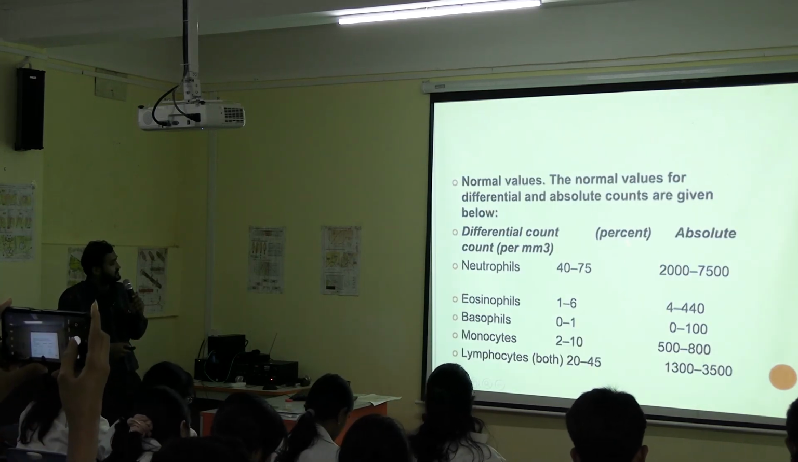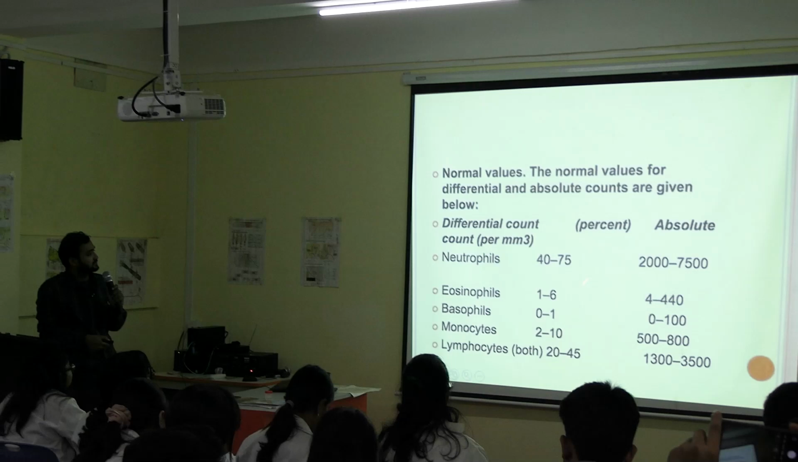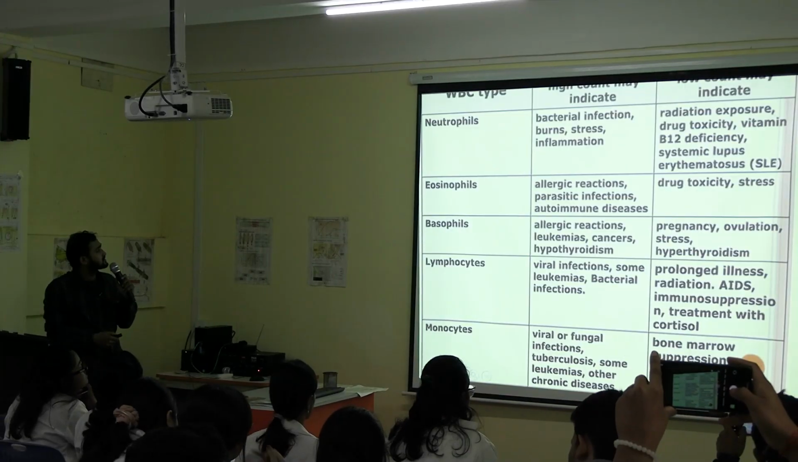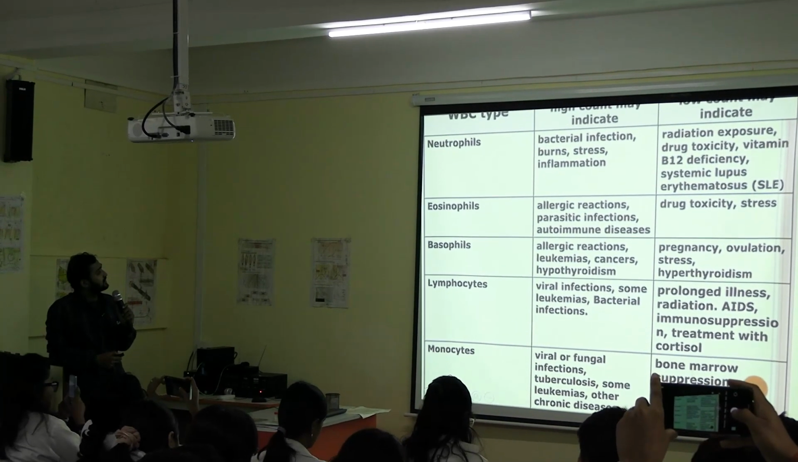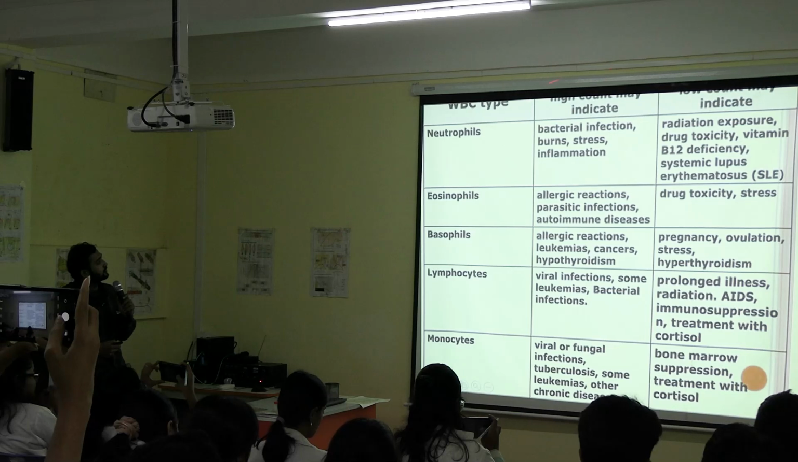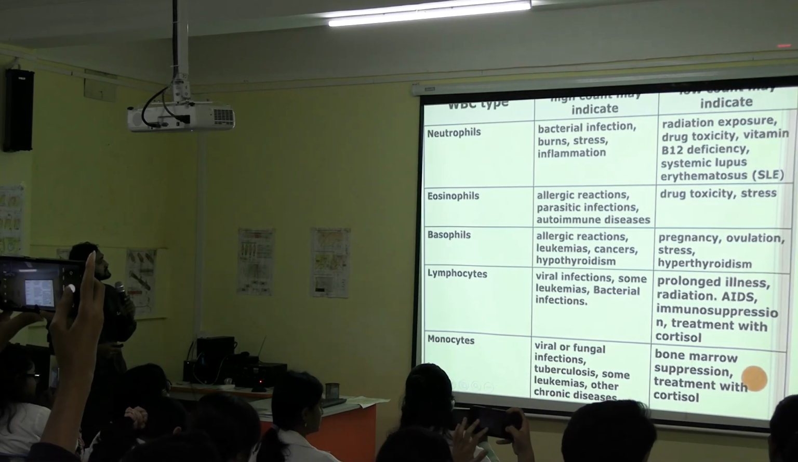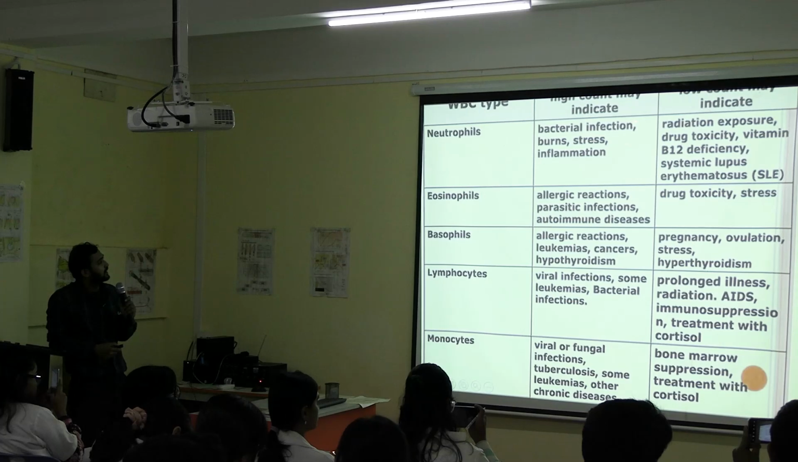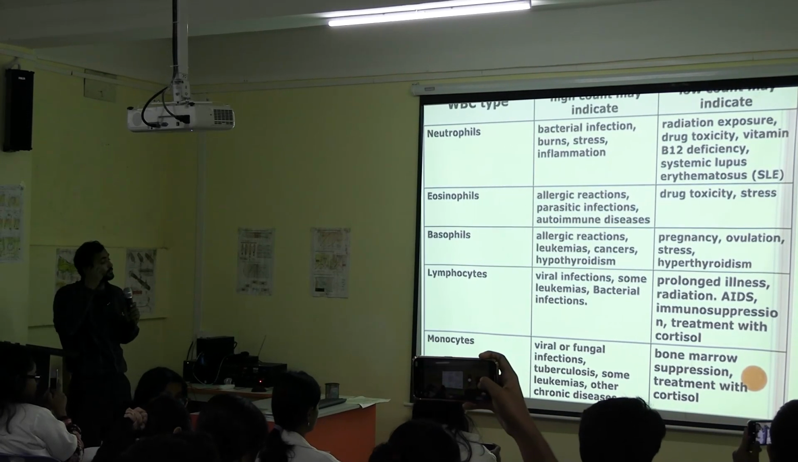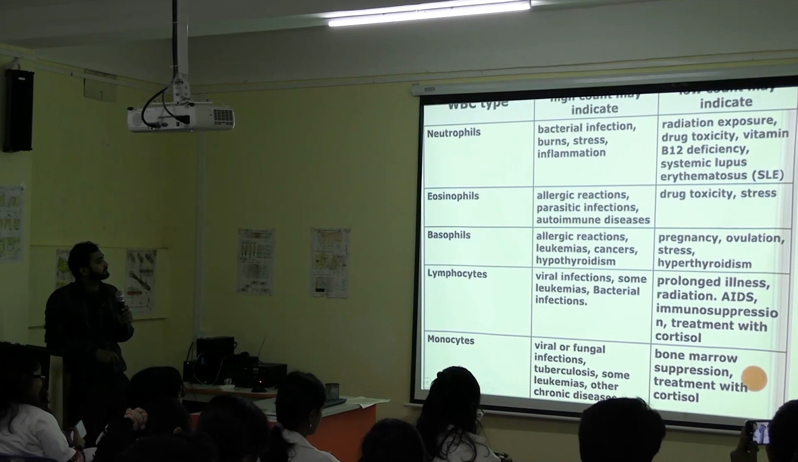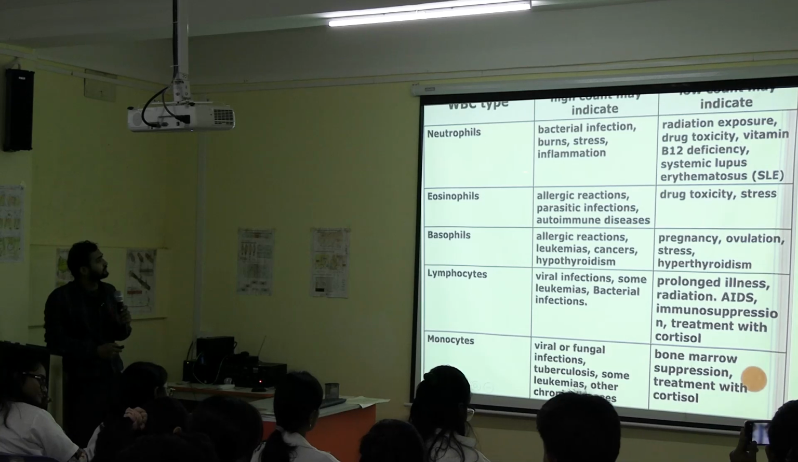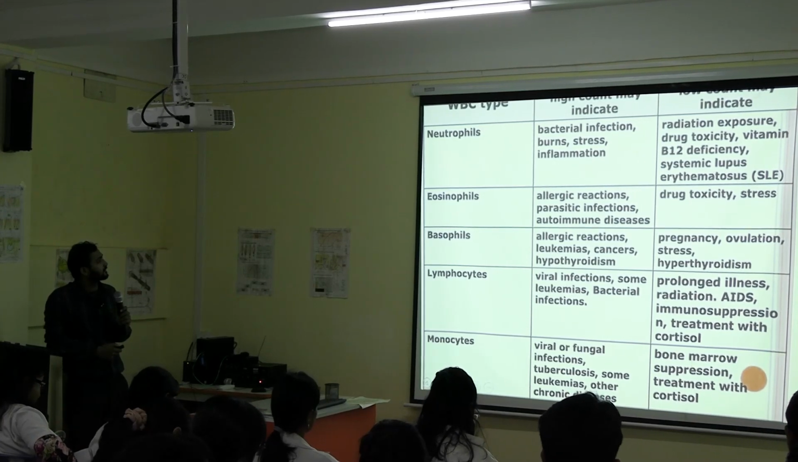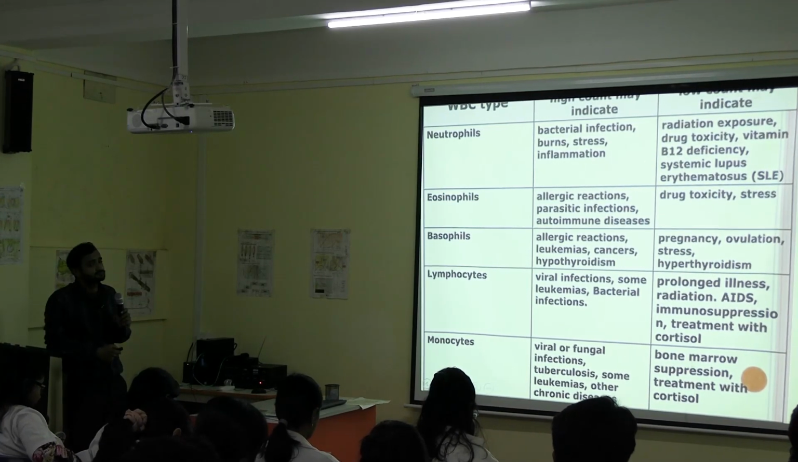There is a percentage and this is the absolute, and these are the conditions. This is also important: where it will be increased and where it will be decreased, the WBC count. So in case of neutrophil, these are the conditions. And you should be able to answer, in viral disease which cells are going to change, and in bacterial infection, which one is going to change?